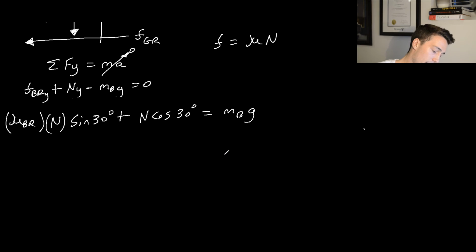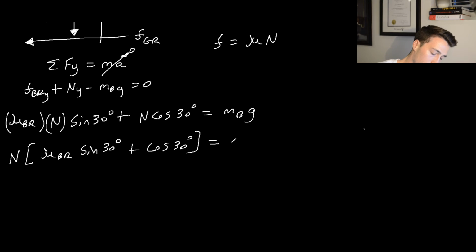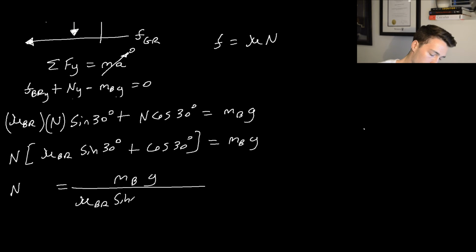Now I'm going to factor out an N here. We have N times mu BR sine of 30 plus cos of 30, and that's going to equal the force of gravity. Now if I solve for N, the normal force is equal to the gravitational force divided by mu BR sine of 30 plus cos of 30 degrees.